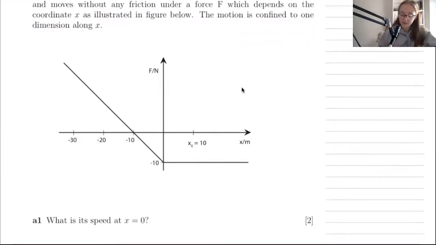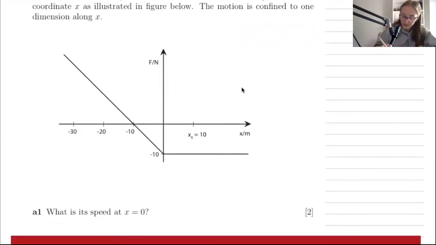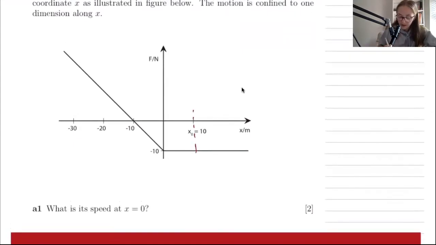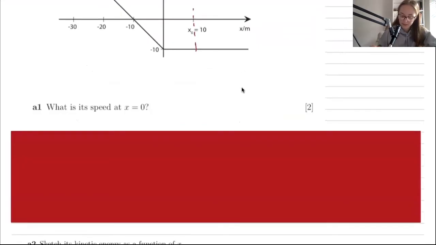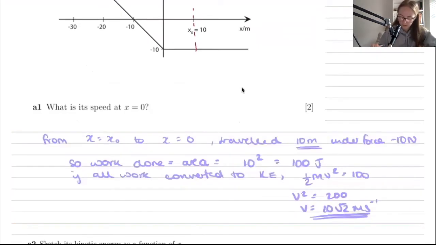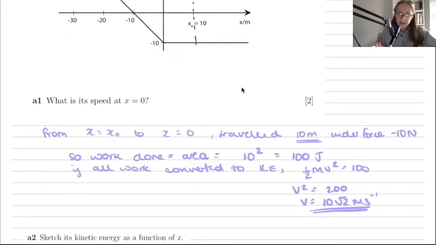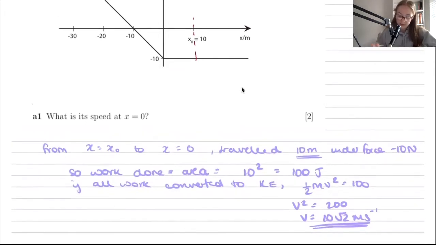And the motion is confined to one dimension along x. So at this x0 here, our speed is 0. But we have a force of -10 applied to it. And the first part is asking us what its speed is at x is equal to 0. From x is x0, or x is 10 if you'd rather, to x is 0, we've traveled 10 meters under a force of -10 newtons.